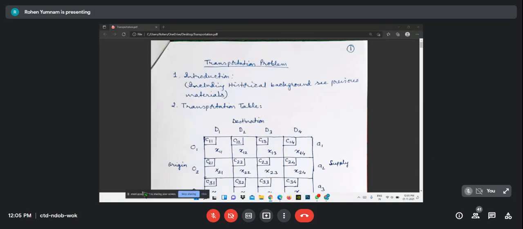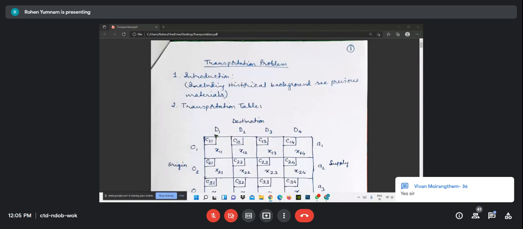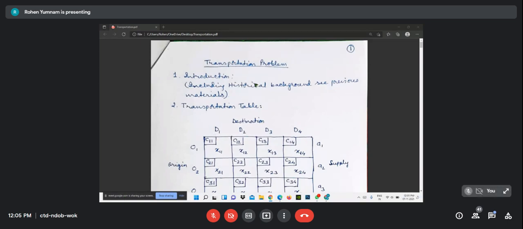Yes, sir. Okay. See, this is the transportation problem. The name itself is transportation. Goods are transported from factory to outlet, or factory to shops. This problem is related with that.